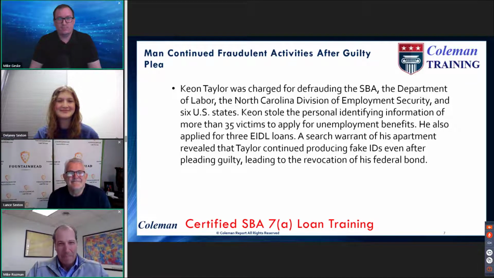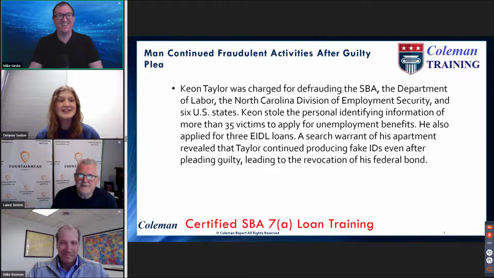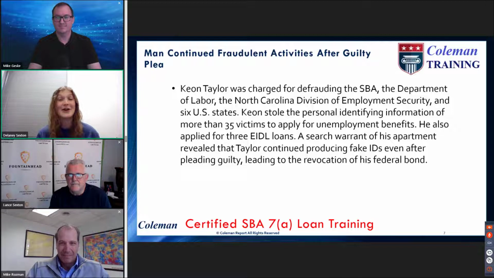I mean, it just surprises me with the lengths that these people will go to just to get, 6 states, 35 people, and then continuing to make fake IDs after you're caught. It's just, how egregious can you be? It is interesting seeing how many cases that we talk about on this show, people continue to commit crimes and continue to try and fraudulently obtain loans even after being caught for other crimes. Yeah, that's crazy. Lesson of the day, don't try to defraud the government.